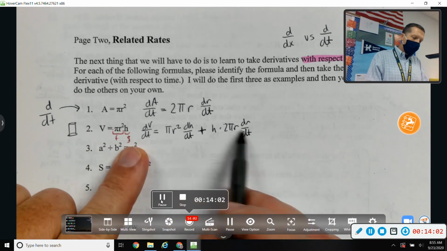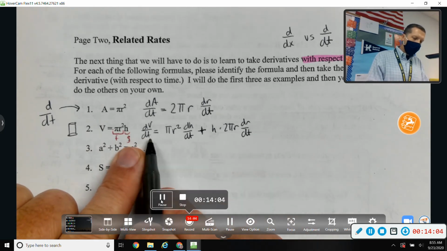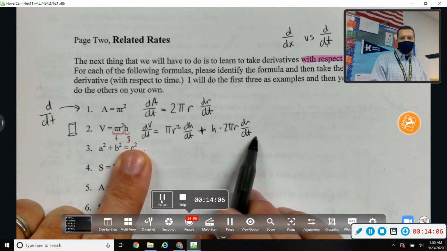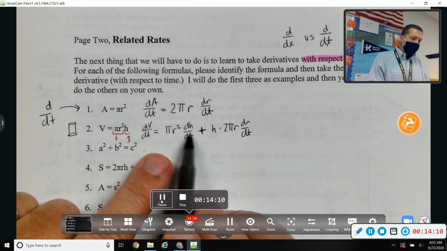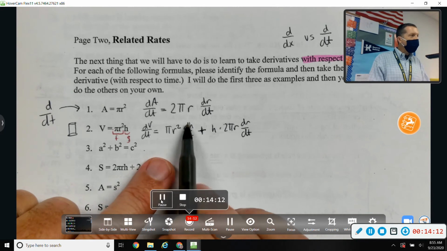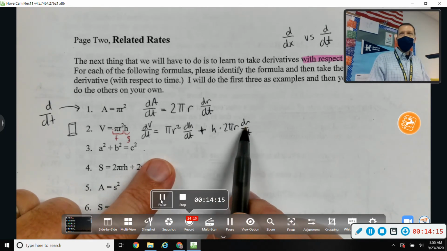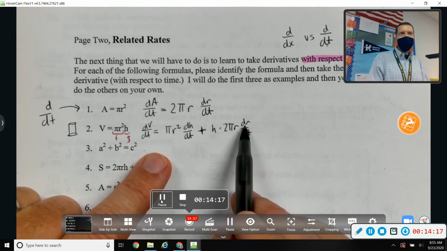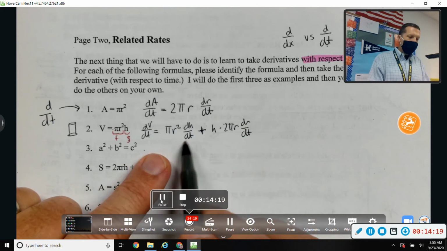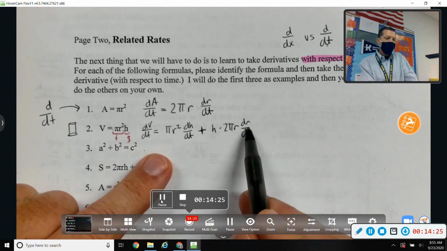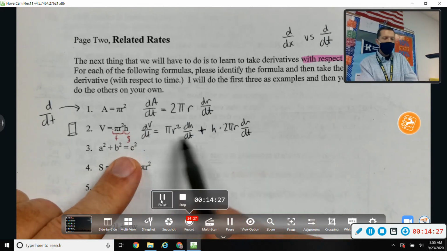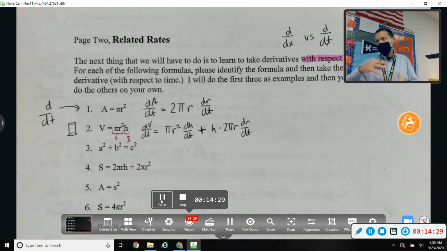And what this means, if we think practically about what that says, is that a volume changes depending on if the height is changing and if the radius is changing. And that kind of makes sense, right? If you take a cylinder and you change the height, then you would change the volume. If you also change the radius, you would change the volume as well. And this equation relates how all of those things work together.